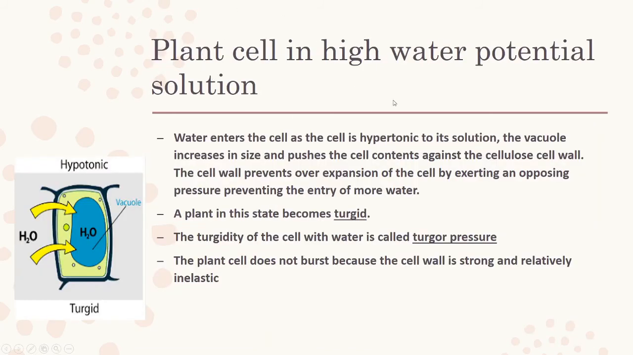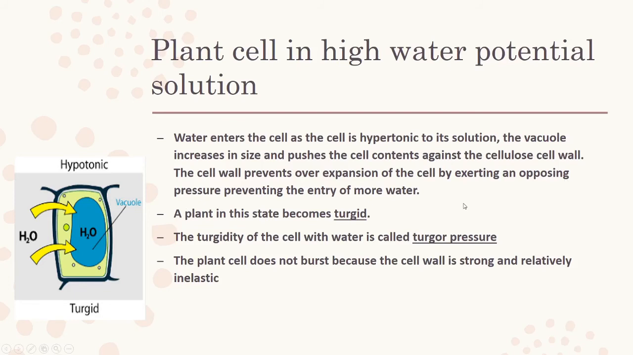Plant cell in high water potential. Water enters the cell as the cell is hypertonic, which means a lower water potential. Hypertonic. It will be hypotonic over here. I'm very sorry about that. The vacuole increases in size and pushes the cell contents against the cell wall. The cell wall prevents over expansion of the cell by exerting an opposing pressure, preventing the entry of more water.